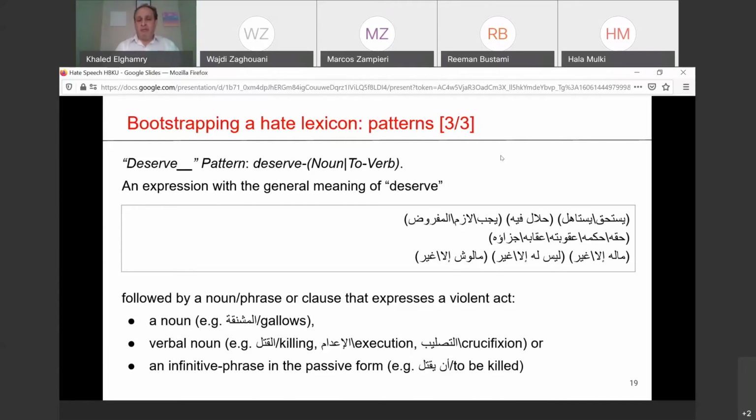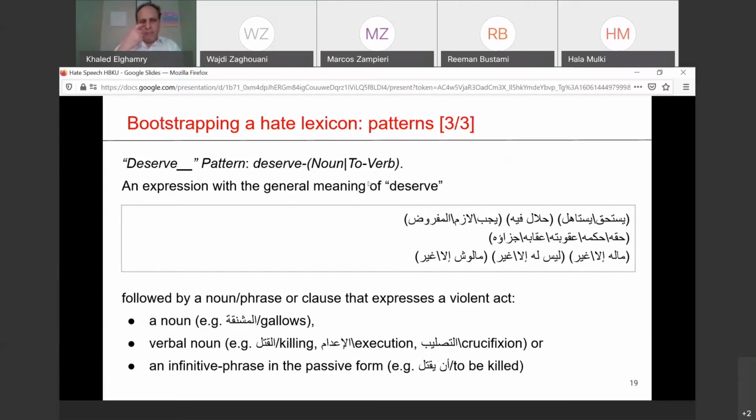For example, it could be followed by a noun like al-mashnaq, يستحق المشنقة. So this is one of the words that can realize the pattern. Or it could be followed by a verbal noun like يستحق القتل, يستحق الإعدام, يستحق التصليب. And it could be followed by an infinitive phrase in the passive form like يستحق أن يقتل, or يستحق يتقتل if you're using the regional dialect.